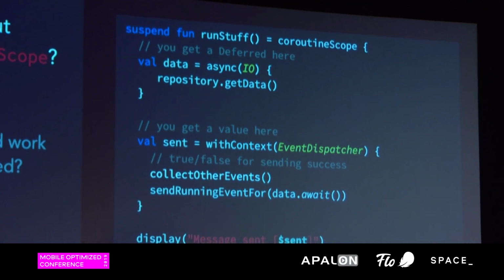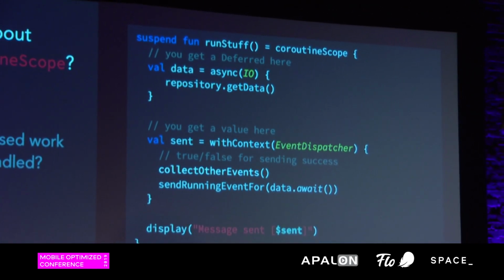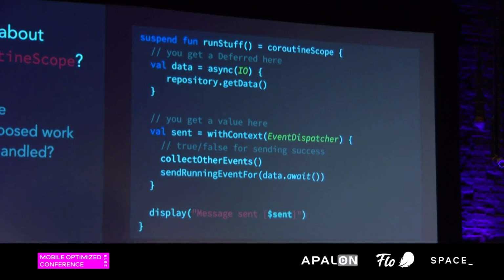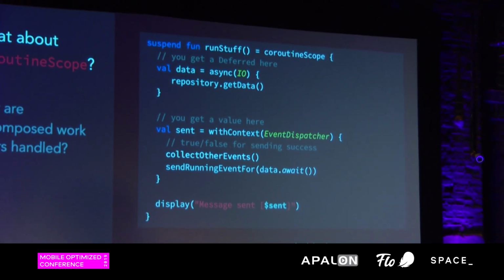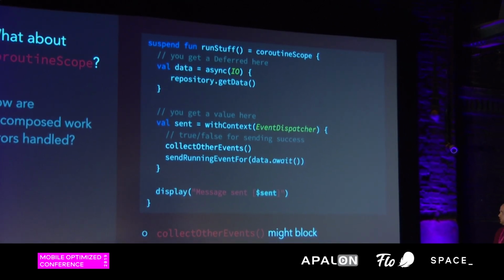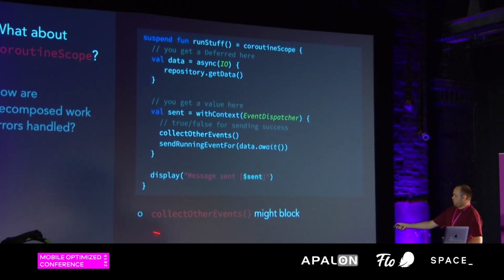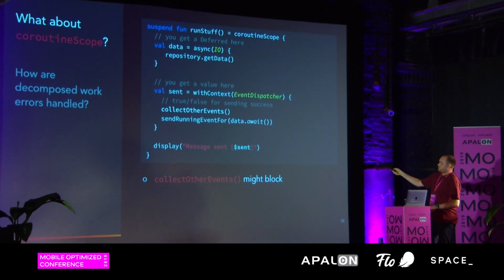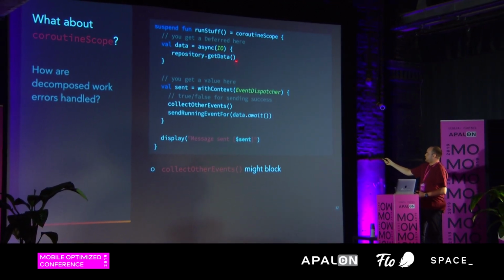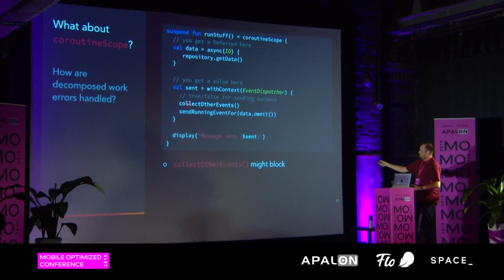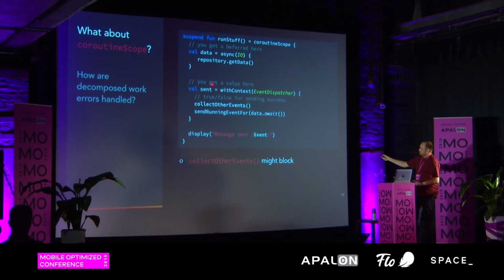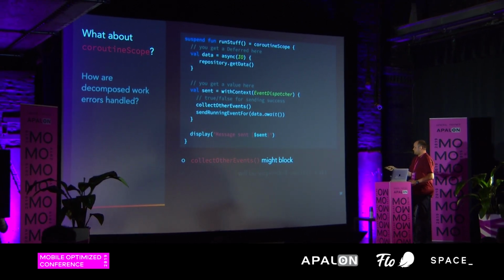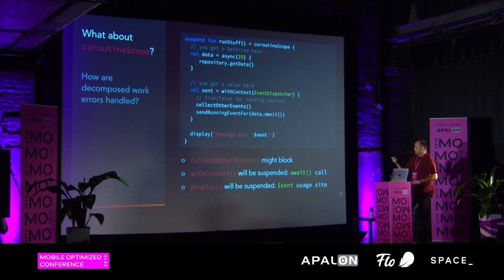So whenever you use another suspending function or you launch another coroutine from inside, coroutine scope will wait until everything completes. So in this case, this call collect other events here, it will block. It might block something. So you need to do get data, you need to do this await, you need to do this collect other events, you need to get this sent value. So these are all things that will be waited upon to be able to complete this root coroutine scope.